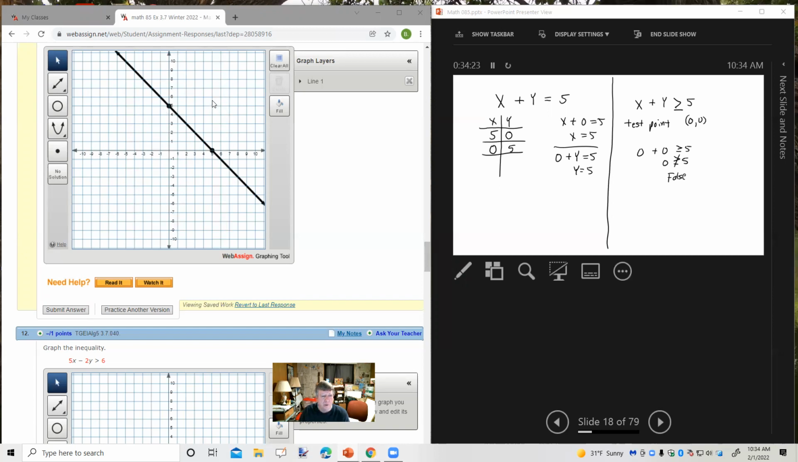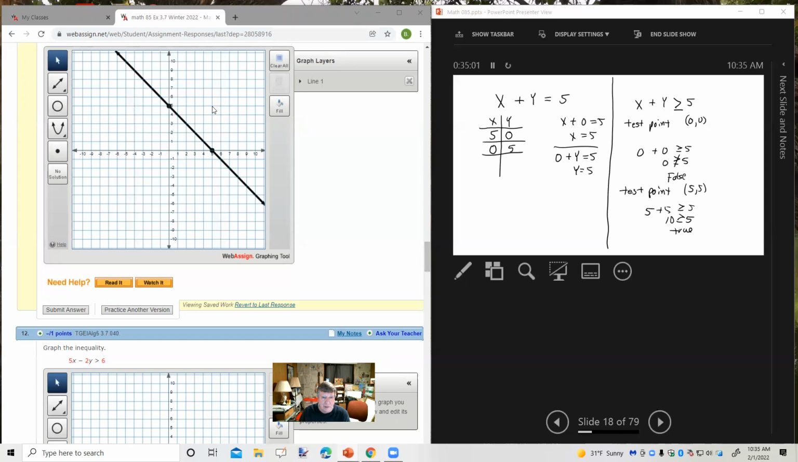Just to confirm that, I don't have to do this, but I'm going to choose an additional test point. How about 5, 5? This one should work because our solution is either on this side of the line or on that side of the line, including the line. All right, 5, 5 would give us 5 plus 5 greater than or equal to 5, 10 greater than or equal to 5. That's true. So that means that above the line, the area containing the point 5, 5 is the solution.